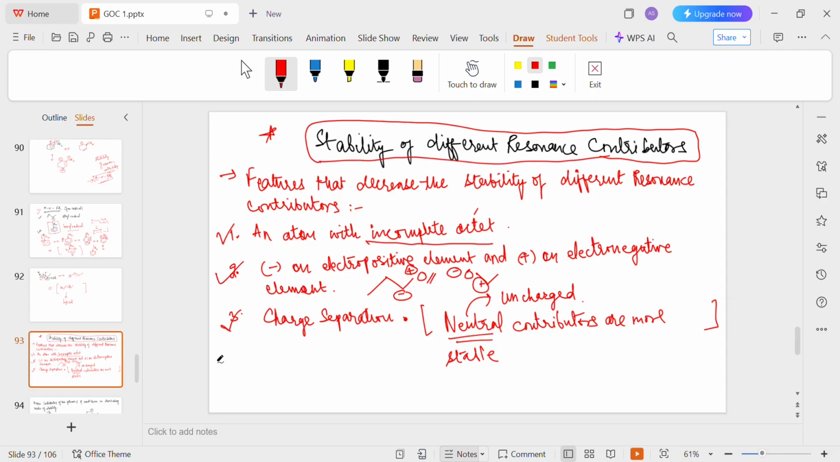If you ask me, out of these 3, which one makes the contributor most unstable? It is the first point. If you have an atom with incomplete octet, it will make the resonance contributor least stable out of the other 2. These 2 are still manageable, but an atom with incomplete octet makes the contributor more unstable.